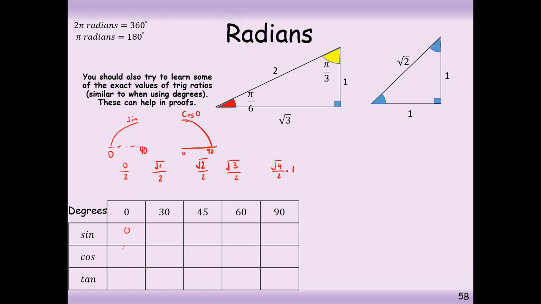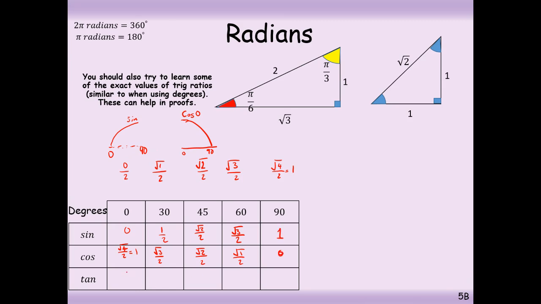You will have square root of 4 over 2 here, which is 1. Then you'll have square root of 3 over 2, then square root of 2 over 2, and then square root of 1 over 2, and 0 here. So here we said that was a half, that was square root of 2 over 2, and so on.